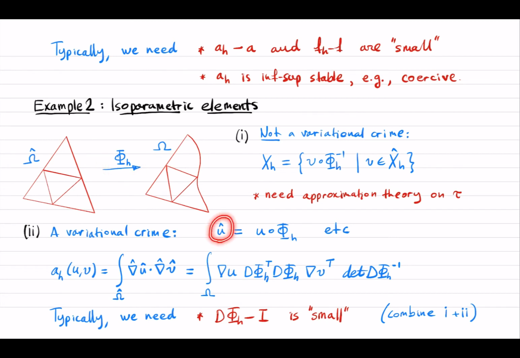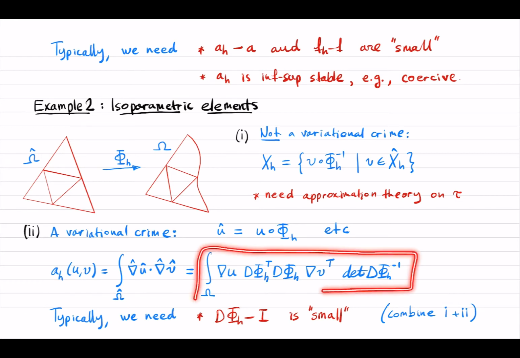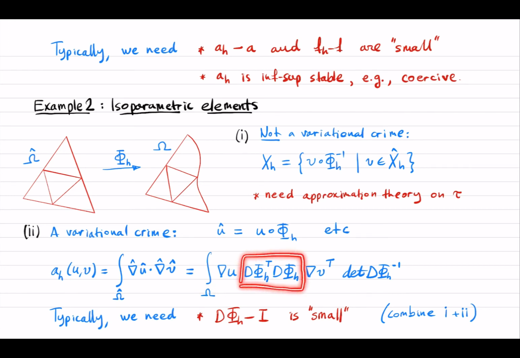So this u hat, for example, will be a function defined on these straight triangles. Then what we do is we simply take the bilinear form on these straight triangles as an approximation to the bilinear form on the curved triangles. So we can write this bilinear form a_h in terms of quantities on the curved triangles or the real domain omega, and if you write it, you will pick up some Jacobians of this mapping phi_h and also the determinant of the Jacobian of the inverse mapping.